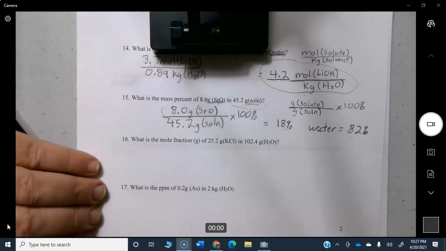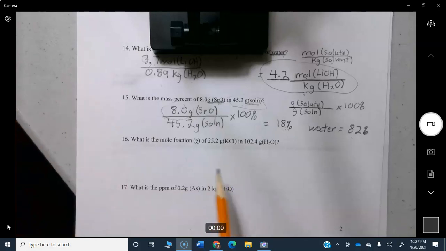Okay, keep going. Mole fraction, very similar to mass percent, except you're dealing in moles, and you don't multiply by 100%. Okay, so I made this one a little more complicated. If I'd given you moles and moles here, it would have been an easy problem. But I didn't. I gave you in grams. So now you're going to have to convert this to moles, okay? And you're going to have to convert the water to moles. So we're going to need to use this whole space here. I'm just going to tell you that.